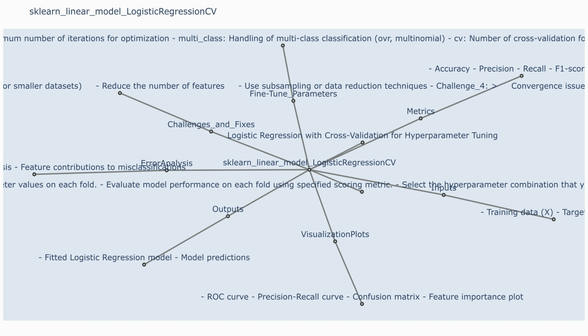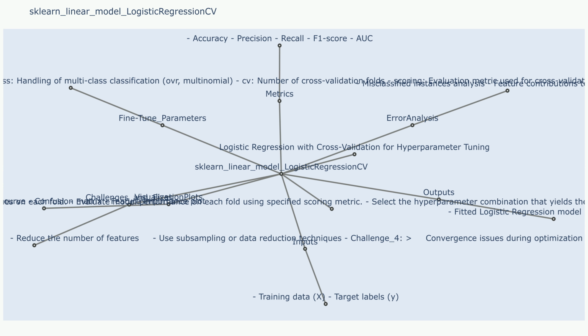Inputs: X. This is an (n_samples, n_features) array, where each row represents a data point and each column represents a feature. It represents the independent variables or features used for training the model. y. This is an n_samples array, where each element represents the target variable or the class label for each data point. It represents the dependent variable or the class labels associated with each data point in X.